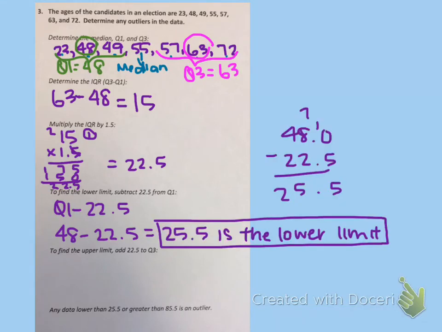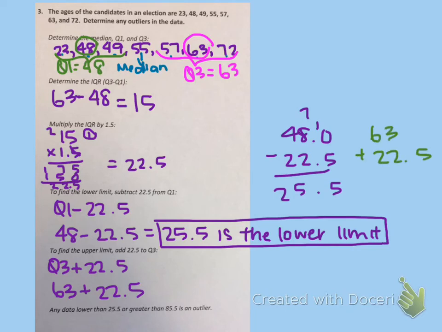When I did 48 minus 22.5, I got 25.5. So 25.5 is the lower limit. That means any number below 25.5 in our data set will be an outlier. Now we need to find the upper limit. The way we do this is Q3 plus 22.5, because Q3 is the higher number, so we want to add. That means Q3, which was 63, plus 22.5.